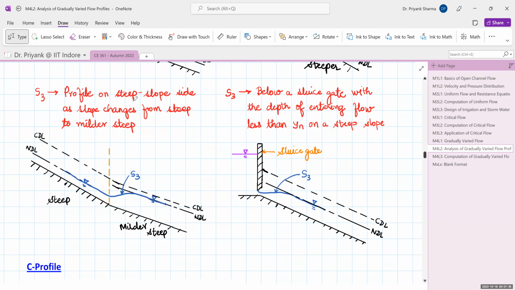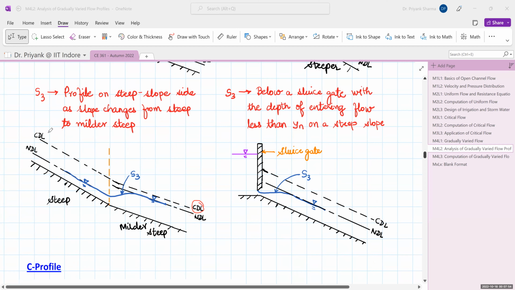So first case, the profile on the steep slope side as slope changes from steep to milder steep. So this is steep and milder steep, meaning it becomes a little bit less steep. So your NDL was lower here. Now NDL has become a little bit higher, but still lesser than the CDL in both the cases. Now if it would have been above the CDL, then a hydraulic jump would have come. But since it is below the CDL, there is no jump. So it is simply a backwater curve and an S3 profile is formed.